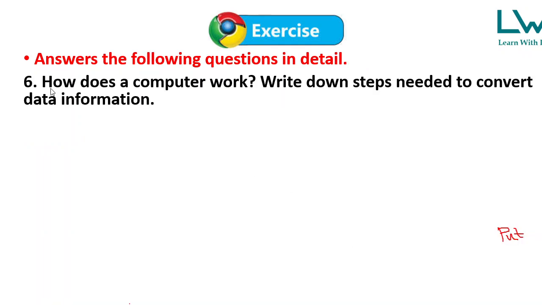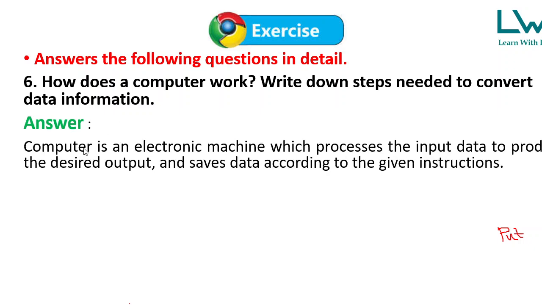Next, question number 6. How does a computer work? Write down steps needed to convert data into information. Answer: A computer is an electronic machine which processes the input data to produce the desired output and saves data according to the given instruction.